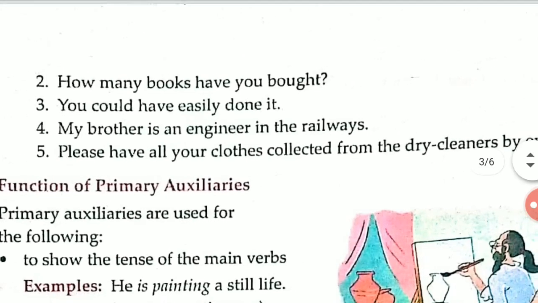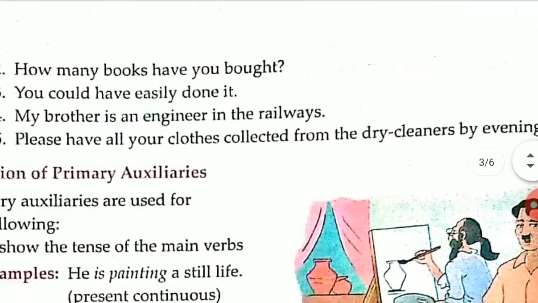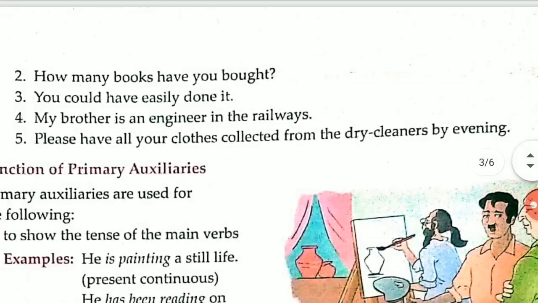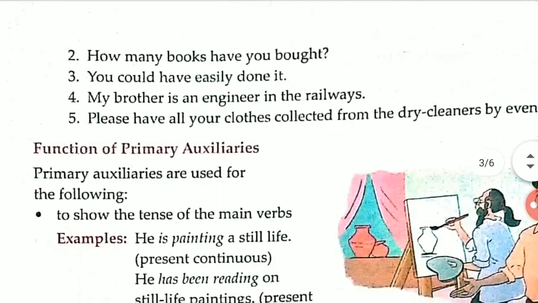"Please have all your clothes collected from the dry cleaners by evening." Now here you have to find the main verb and the auxiliary verb. The main verb is collected, and the auxiliary verb is have. Okay, so this is a very easy exercise. I know you can do it by yourself.